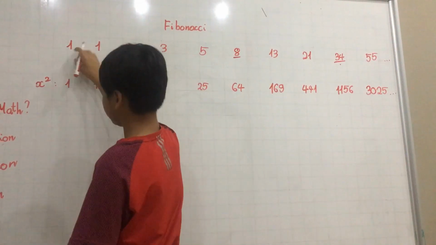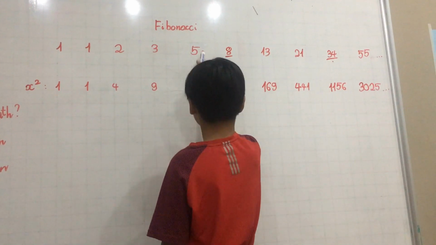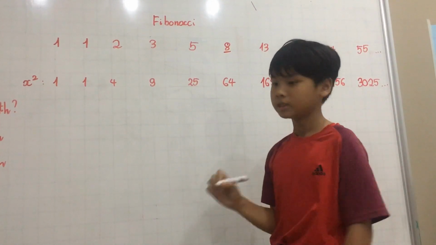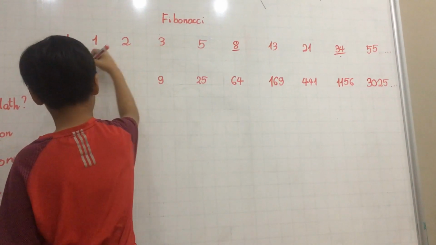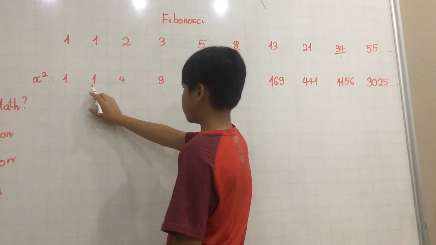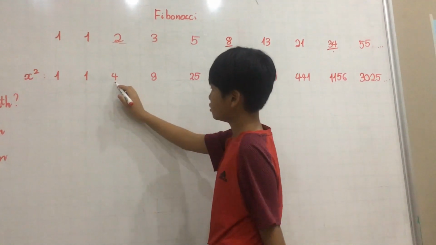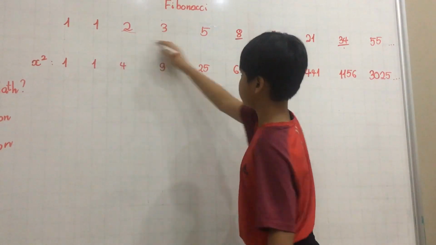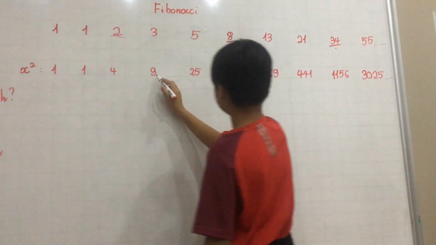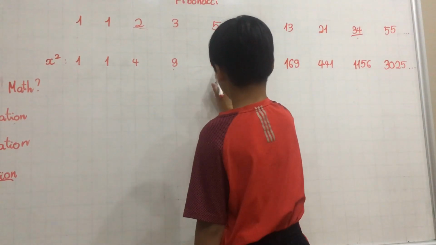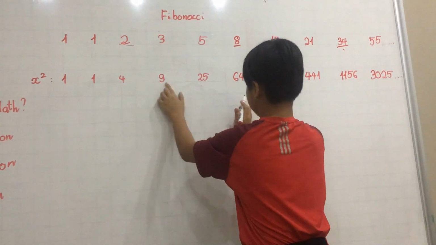Now, what if we square those numbers? 1 squared equals 1, 1 squared, 2 squared is 4, 3 squared is 9, 5 squared is 25, and so on. What if we add those squares together? 1 squared plus 1 squared equals 2, which is up here. 1 squared plus 2 squared equals 5, which is here. 4 plus 9 equals 13. 9 plus 25 equals 34. And so on. The pattern continues.